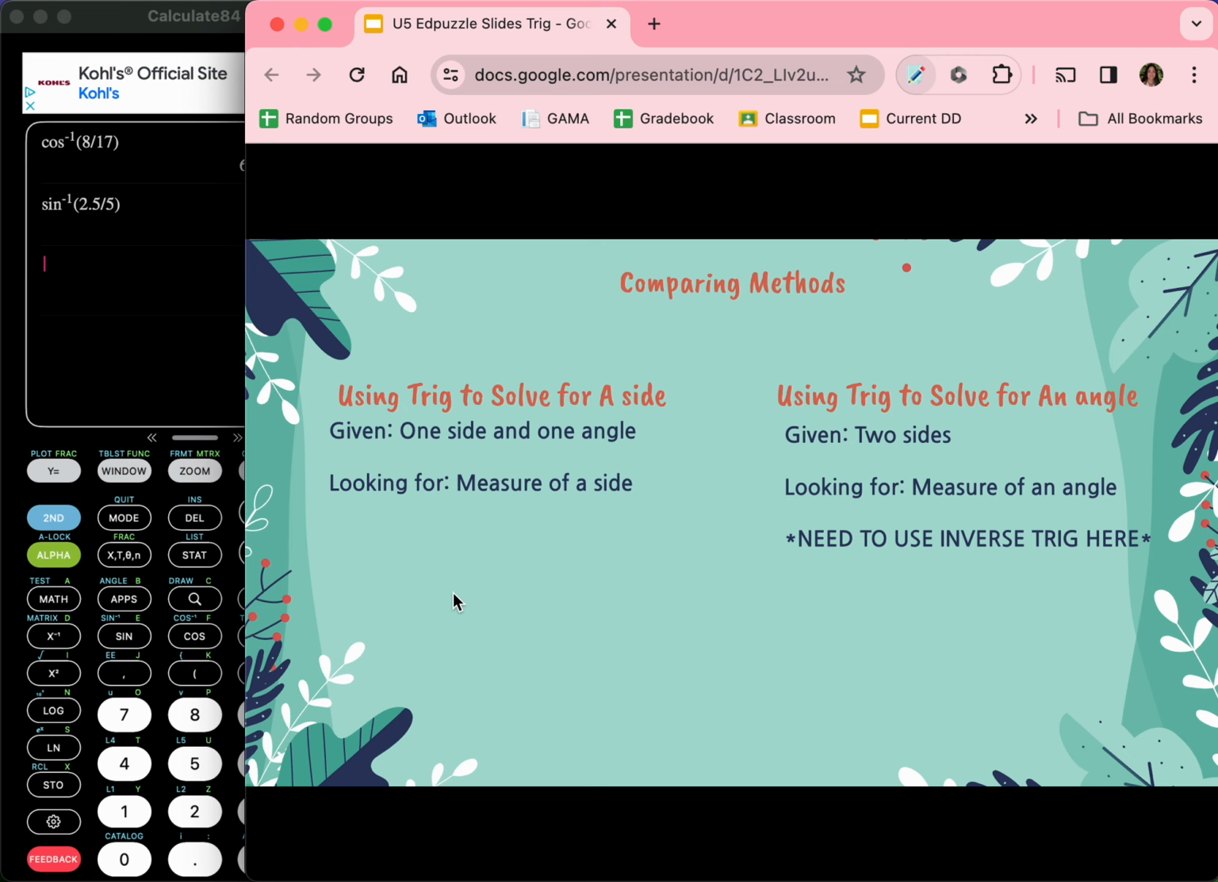Now, when you're using trig to solve for an angle, you are usually given the value of two sides of a right triangle, and then what you're looking for, your variable, is going to be an angle measurement. Now, in this case, and in your tables, I want you filling this in. Whenever you're looking for a missing angle, you need to use inverse trigonometry here. So that's sine^-1, cosine^-1, and tan^-1.